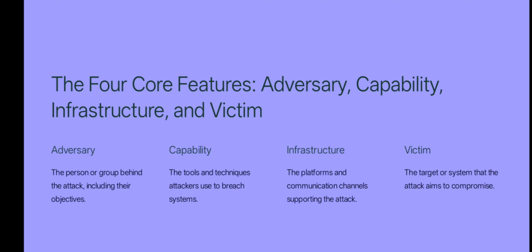The 4 core features in the Diamond model of intrusion analysis. 1. Introduction. The Diamond model of intrusion analysis is a fundamental framework in cybersecurity that conceptualizes cyber intrusion events as relationships among 4 essential components: adversary, capability, infrastructure, and victim. These 4 core features collectively provide a structured lens through which security professionals can understand and analyze cyber threats.